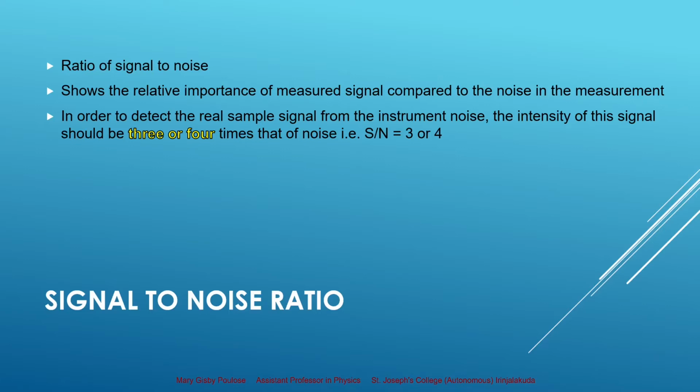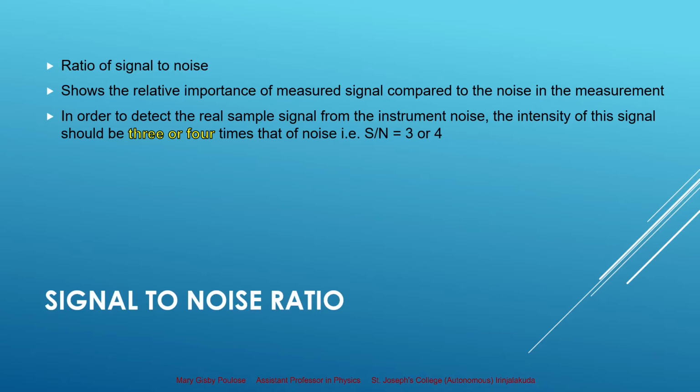Now, one of the most important factors that we need to consider in a spectrum is its signal to noise ratio. It is the ratio of the amplitude of the signal to the amplitude of the noise. Now, what do you mean by signal and noise? Signal means the amplitude of the wanted signal, the wanted frequency or the wanted wavelength. The amplitude of that particular wavelength is called the signal.